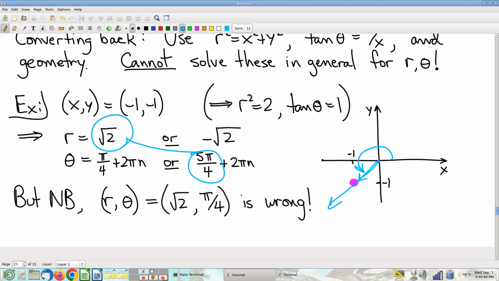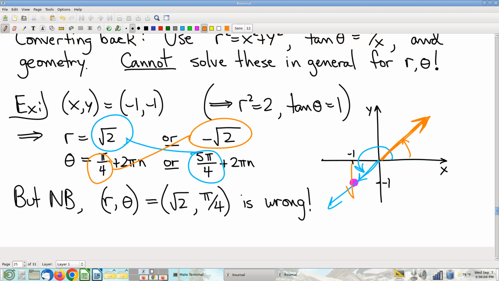Alternatively, you could also view this as being in that direction, namely pi over 4. But in that direction, you're kind of going the wrong direction there, and so you'd have to go, if you will, a negative amount in that direction. Negative square root of 2 still gets you back to the same correct point.